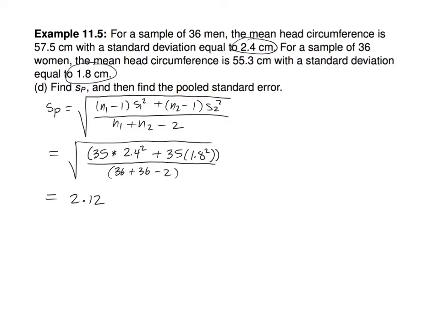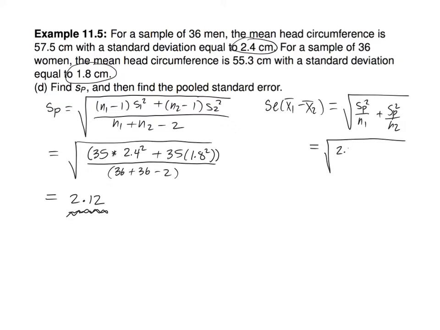The thing is, you do all this work to get this SP, and then you have to go back and find the standard error of x1 bar minus x2 bar, which is an easy thing to forget. The difference now is you use SP squared over n1 plus SP squared over n2. And they're so close together, it's kind of crazy. I just chose to not round to show you how close they are. 0.4997.